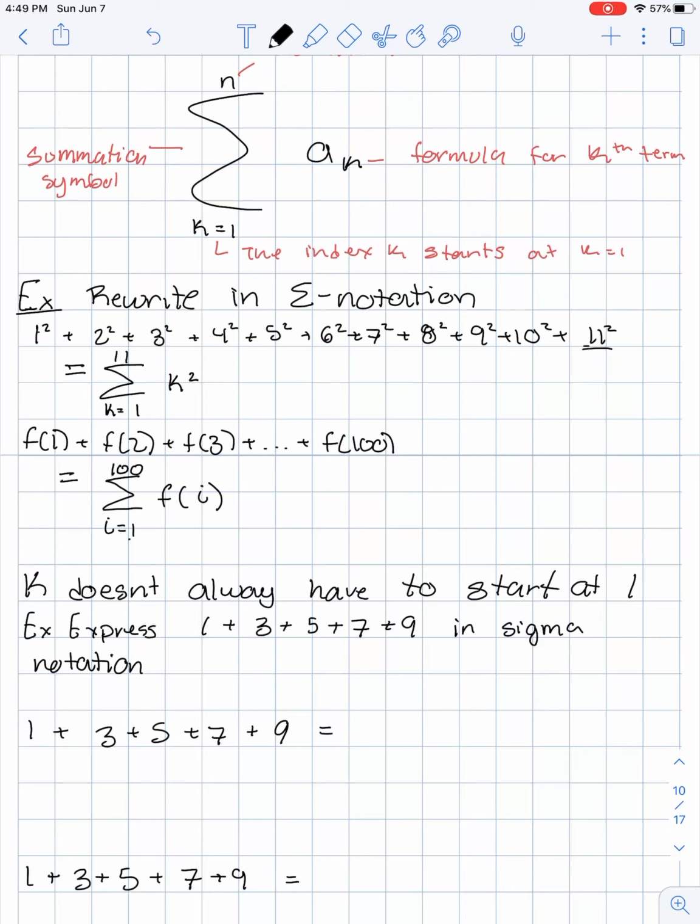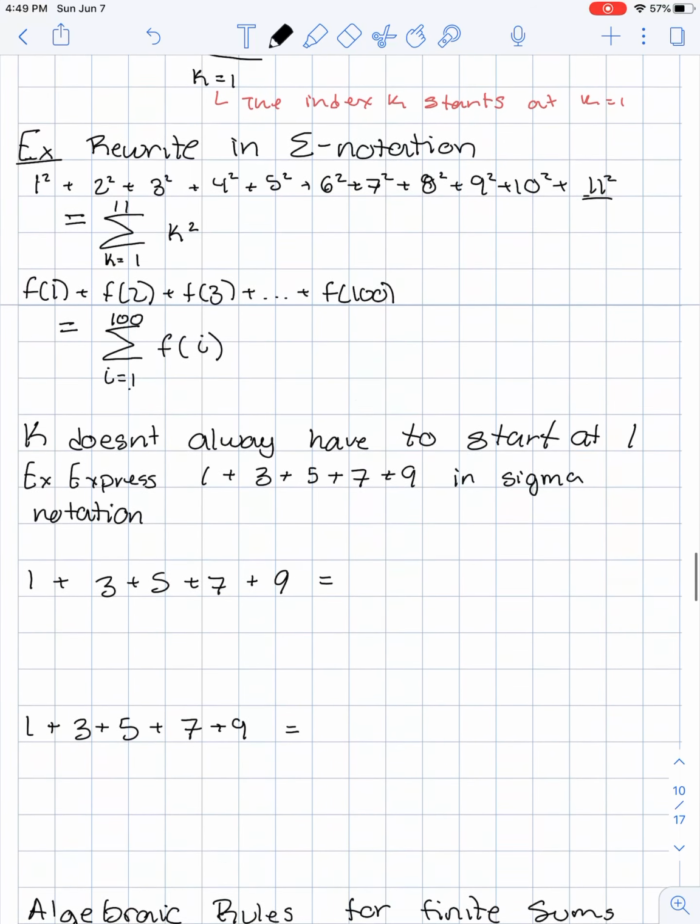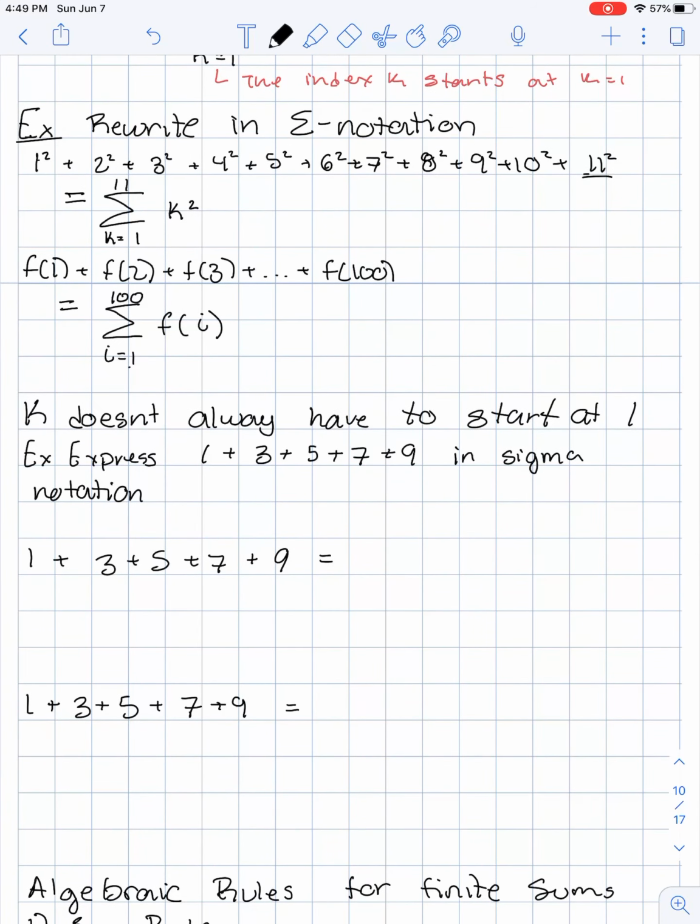k doesn't always need to start at 1. It can start wherever you want, but it will change everything else. So that's why I like to choose what k is first. Then I know how to write my equation with that a of k, and then I know what that top number needs to be.